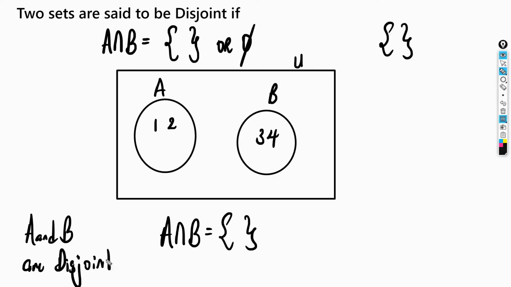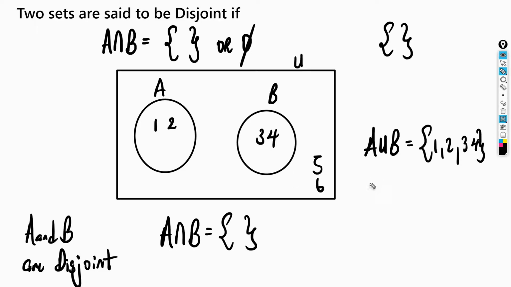Disjoint. Now, if we find A union B, which is what is in A and what is in B, we'd end up with 1, 2, 3, 4. And if we have a 5 and 6 out here, we can find (A union B) prime as equal to 5 and 6, everything outside of A and B. (A union B) prime would be 5 and 6, everything outside of A and B.